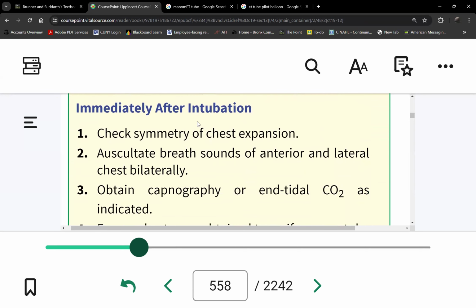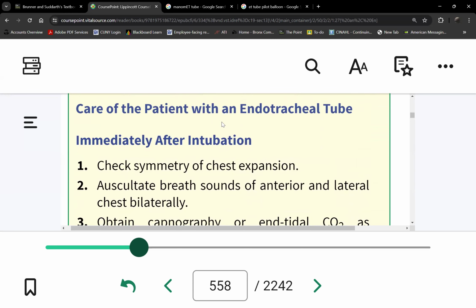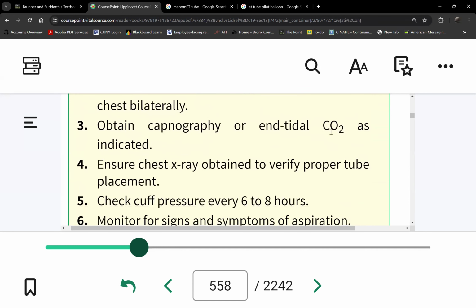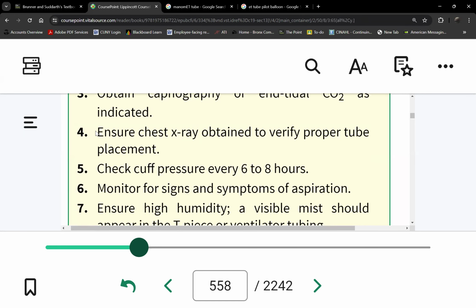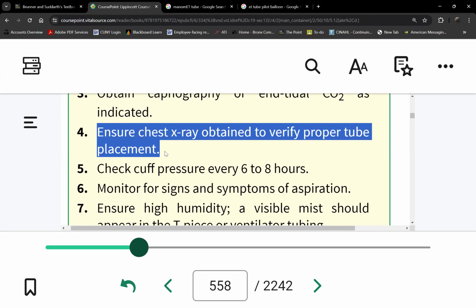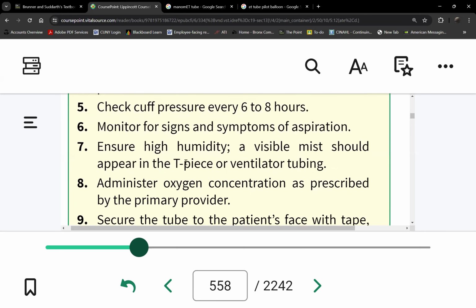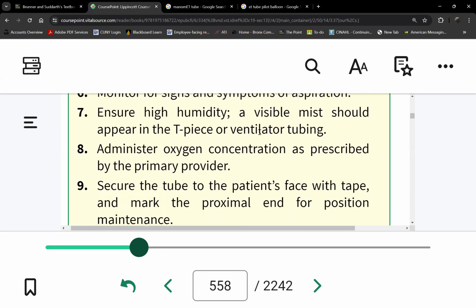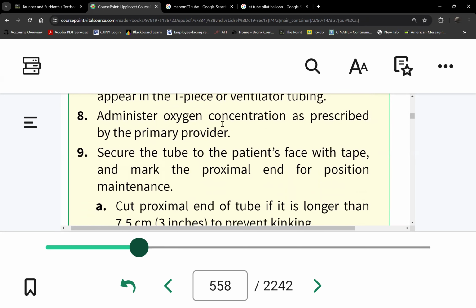Chart 19-12, this was again later, when we inserted the tube. I already described the other ways to check placement: chest expansion, lung sounds, and the end-tidal CO2. But the perfect would be X-ray confirmation. We check cuff pressure every 6 to 8 hours just to make sure it's not leaking, because these things can have holes or rupture. Check for aspiration, humidity, oxygen concentration.